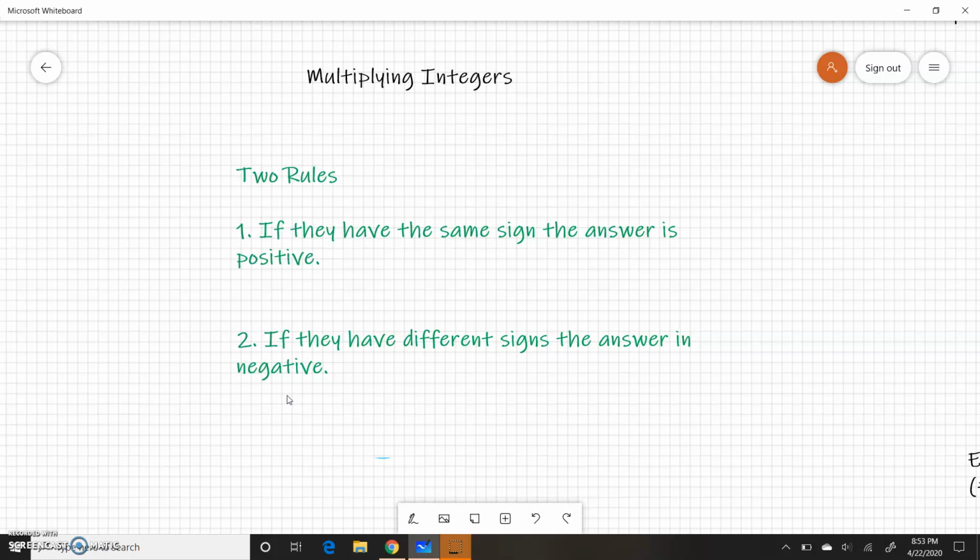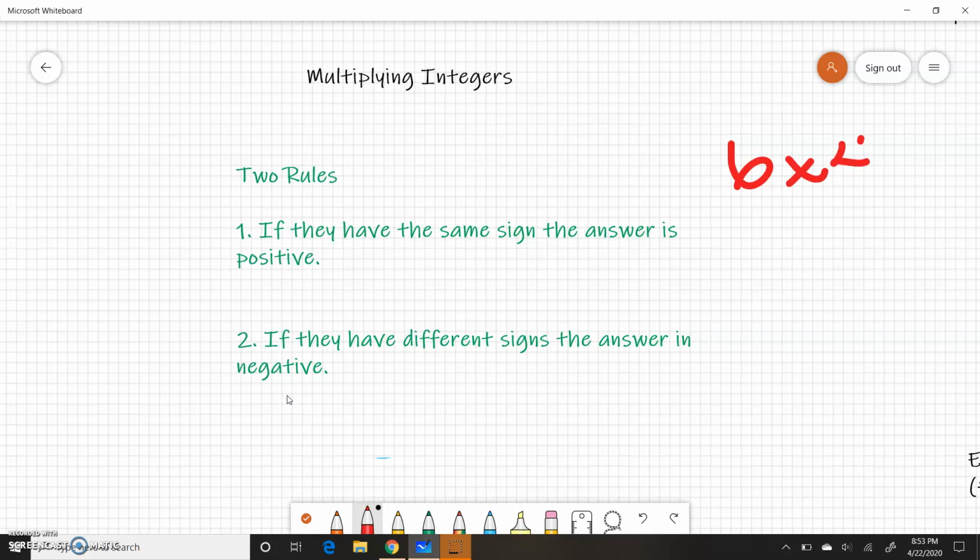So rule number one is if they both have the same sign, the answer to your multiplication is positive. When I say the same sign, that means they're both positive or they're both negative. So for example, if I have 6 times 4, obviously the answer is 24. The signs are the same, they're both positive, so your answer is positive.